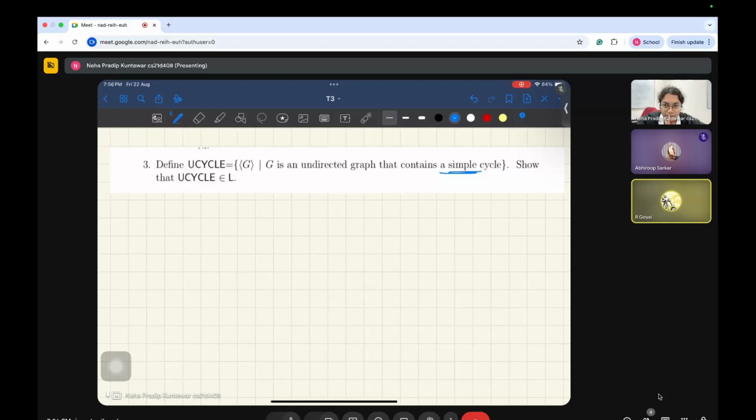So U cycle stands for: does there exist a simple cycle or not? How do we define this U cycle problem? Is this a decision problem? If so, how do we define vertex cover, for example, or SAT? It's the set of all formulas such that phi is satisfiable. So here the language is the collection of all undirected graphs G which have a simple cycle.